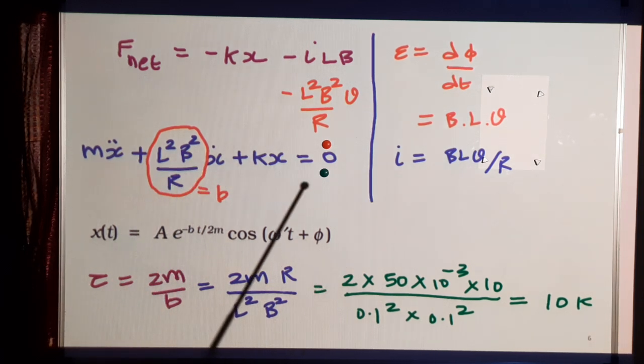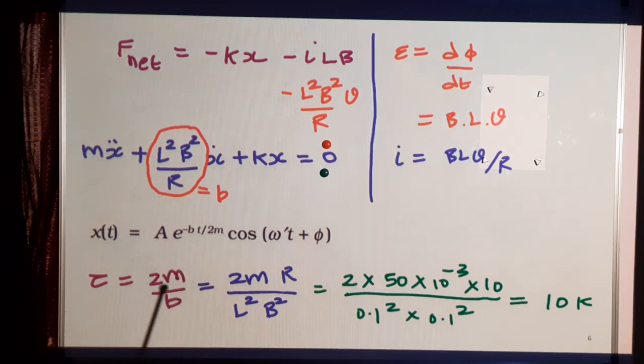So this is a standard differential equation. The solution of this form is cos omega prime t plus phi into this damping term e raised to minus b t by 2m. So the time constant of this damping is e raised to minus t by tau, and then tau is 2m by b. So this is a damping term. So in time t equal to tau, this amplitude will decay by 1 by e.